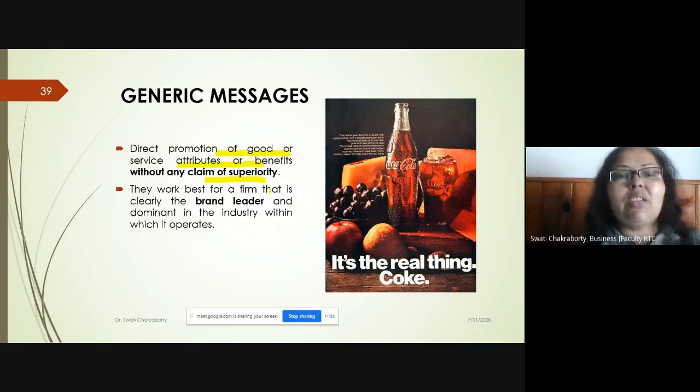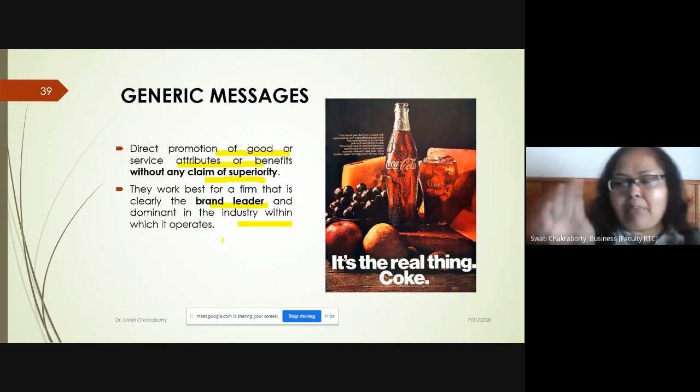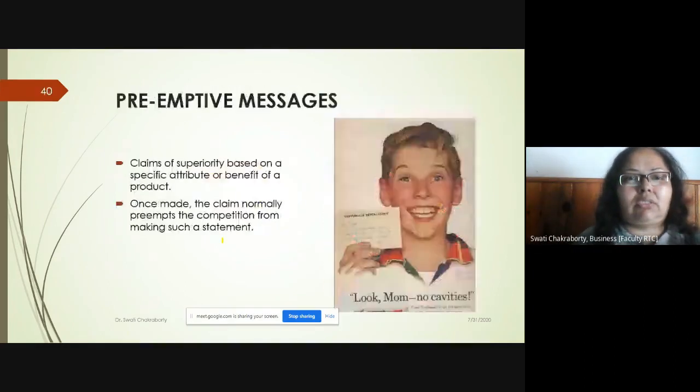And they usually work. It's successful when it is very clear that the company is a brand leader and is dominant in the industry where it operates. So Coke is dominating. It's a brand leader. It has its own brand name. So there, people are not going to talk rubbish.